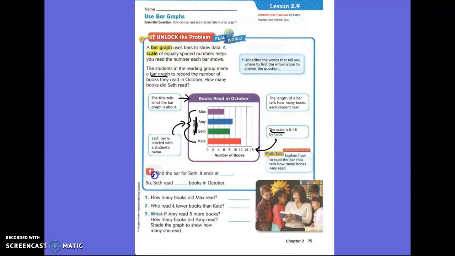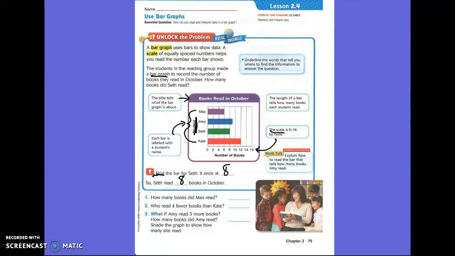Now, to work out this problem, find the bar graph for Seth. It's the what color one? Green. It ends at what number? Eight. So let's write that. It ends at eight. So Seth read how many books in October? Eight. All right, now let's answer some more questions about this graph.